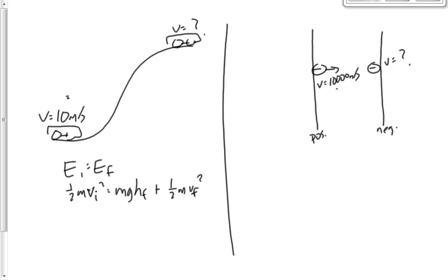How would we solve this one? Well, the same way. EI is equal to EF. What kind of energy do we have at the beginning of this? Kinetic energy. There's no potential. This negative particle doesn't want to naturally go to the negative plate, just like the car doesn't naturally want to go to the top of the hill. There's no potential for it to go to the other plate. It does it because it's got an initial speed.